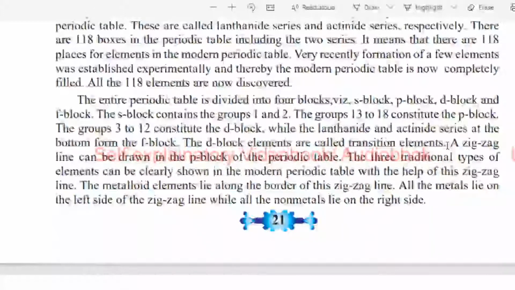A zigzag line can be drawn in the P block of the periodic table. The 3 traditional types of the elements can be clearly shown in the modern periodic table with the help of this zigzag line. The metalloid elements lie along the border of this zigzag line. All the metals lie on the left side of the zigzag line, while all non-metals lie on the right side.